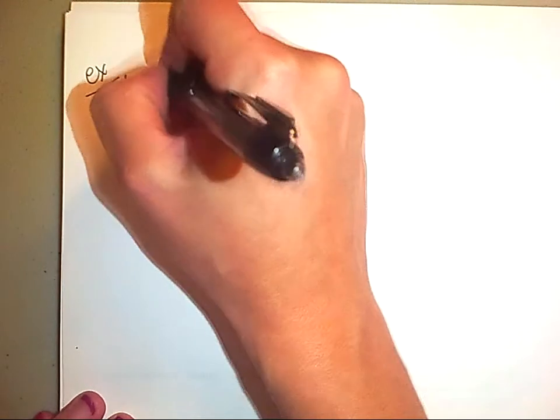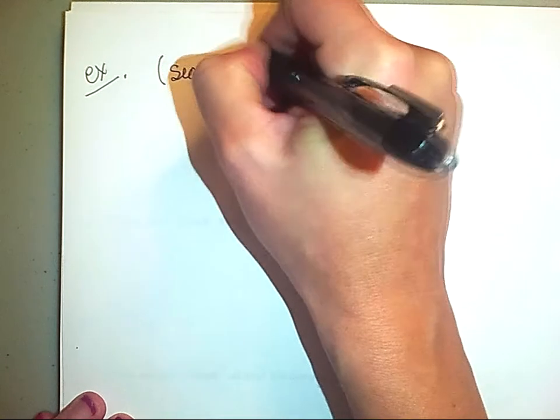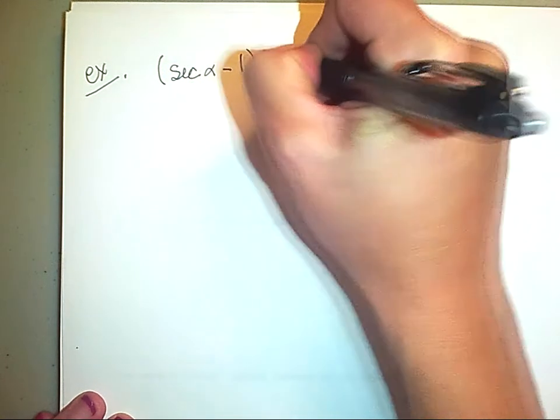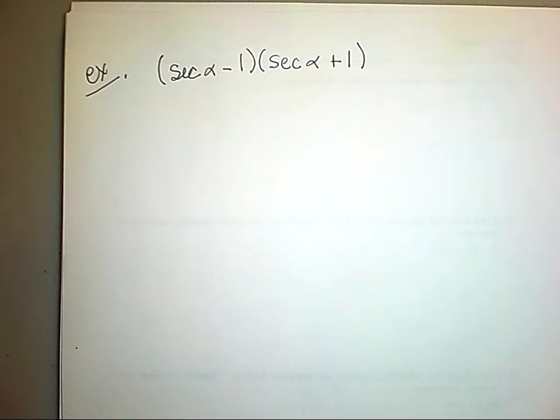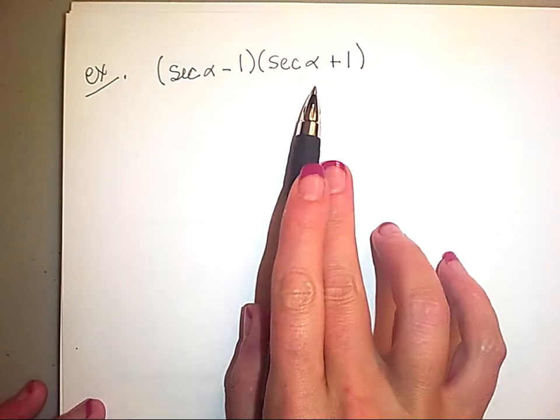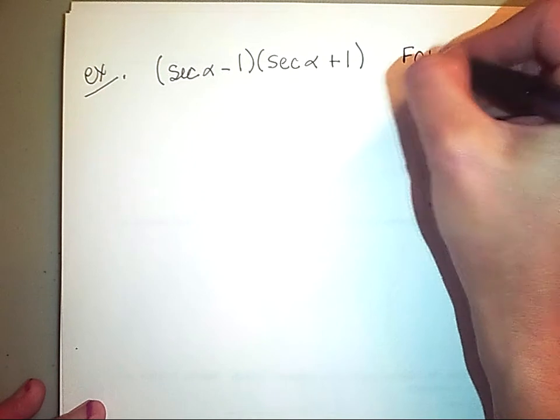Let's do another. Say, for example, what if we had to multiply the secant of alpha minus 1 and the secant of alpha plus 1? Okay. So here we're just doing multiplication. There's two binomials, and anytime we have that, we just simply FOIL.